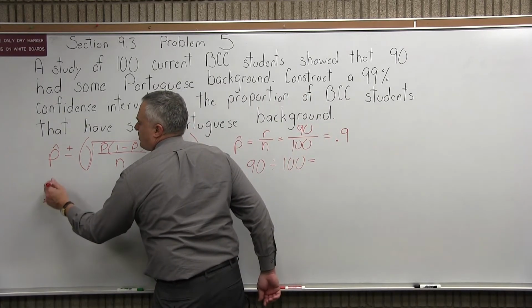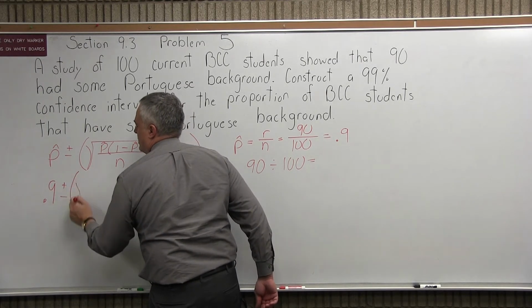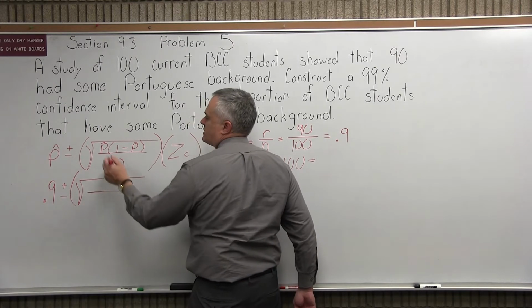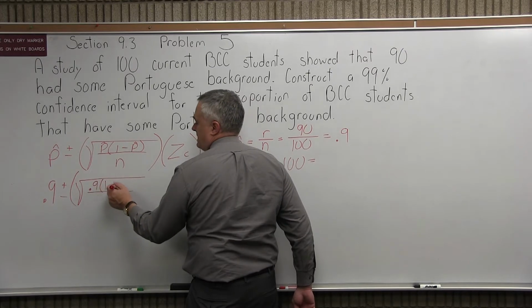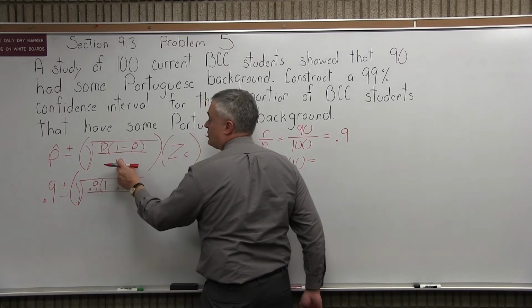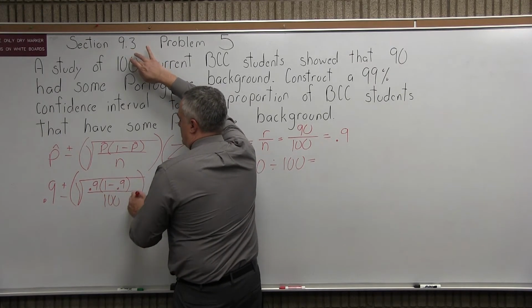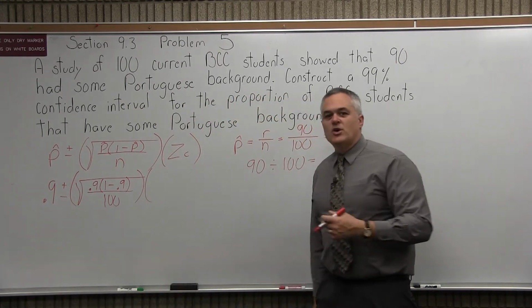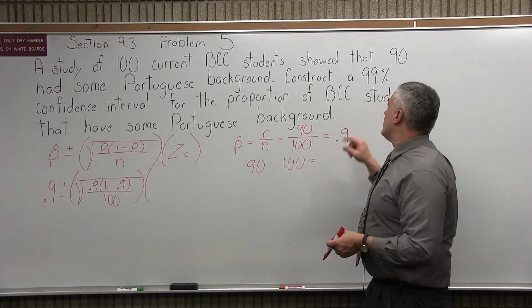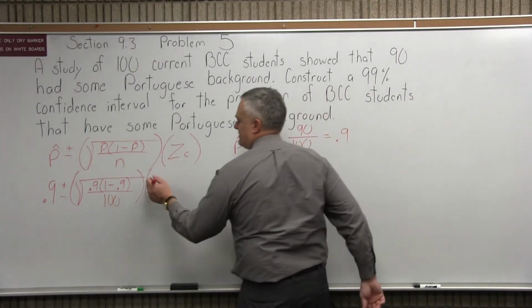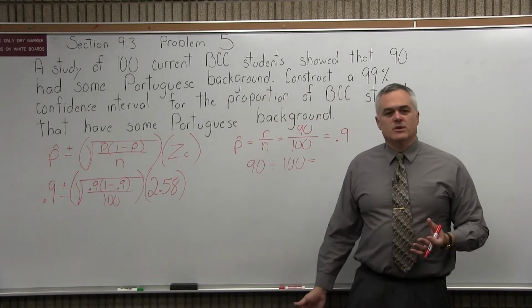So p hat is 0.9 plus or minus, and let me keep my parentheses going, the square root of, so now we have a fraction in the numerator p hat, which is 0.9, times 1 minus p hat, so 1 minus 0.9. In the denominator n, our total number of observations, which is 100. And that takes care of my square root. Times z sub c, that's the confidence coefficient. So there are 3 common intervals. For 99%, the confidence coefficient would be 2.58. So that's how the formula fills in. We can go ahead and start doing the math.